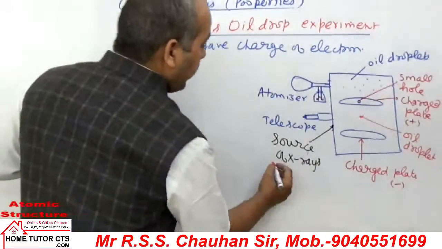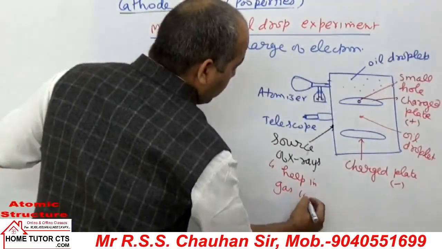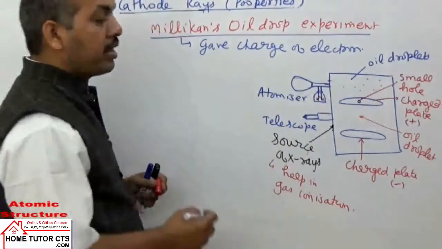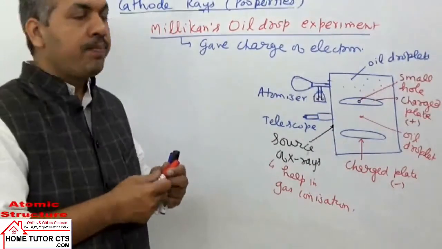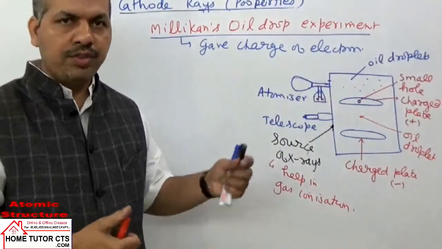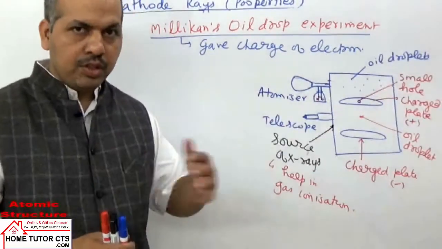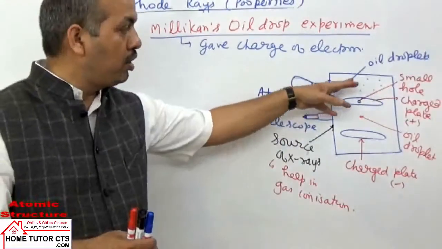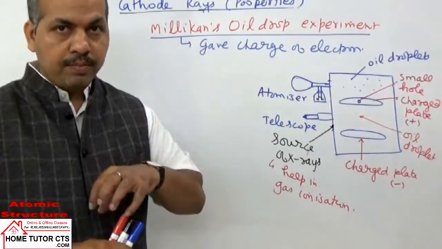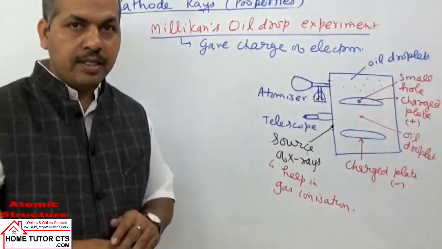This X-ray helps in gas ionization. The gas gets ionized by passing X-rays. Again, we take the same thing: practically nil pressure, or low pressure, and then on passing X-rays they will supply energy to the molecules, and from the molecules some electrons come out. We can think of those electrons being absorbed by the oil droplets.